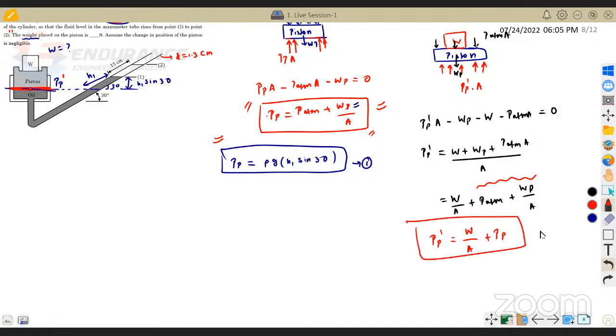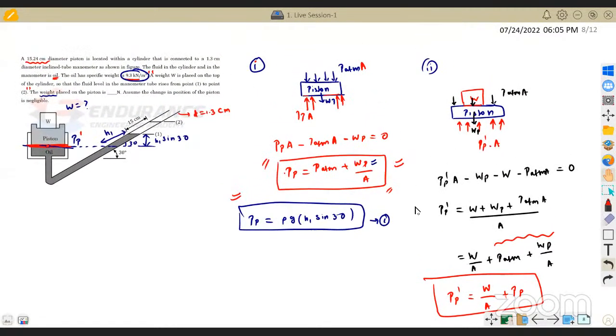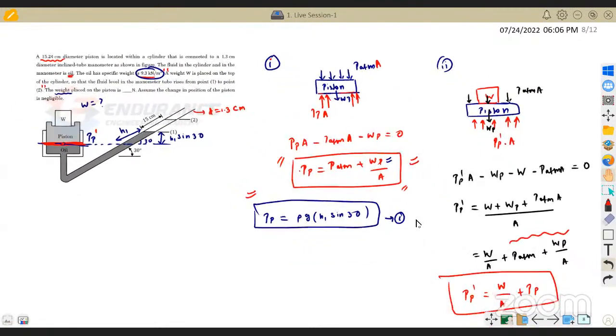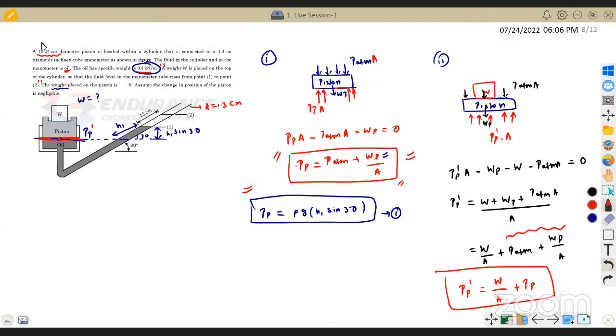Okay, and now we know pp dash, right? From this equation I can replace pp dash as rho g h1 sine 30 in this equation. And area, we know the diameter is 15.24 centimeter. So the area of that piston.